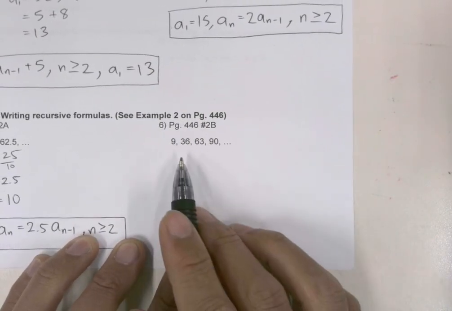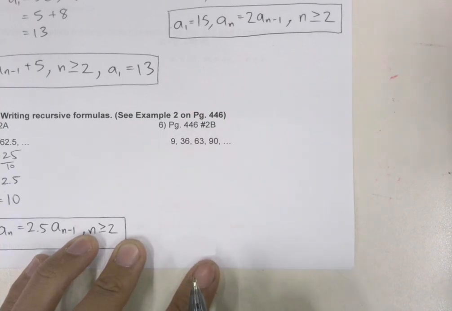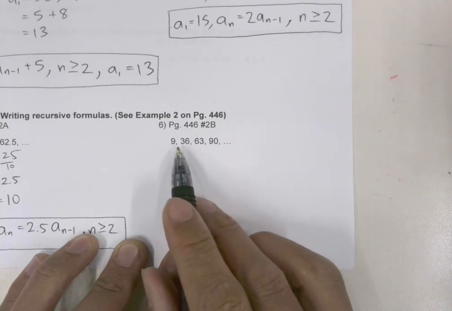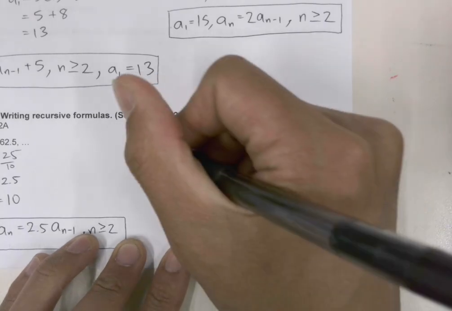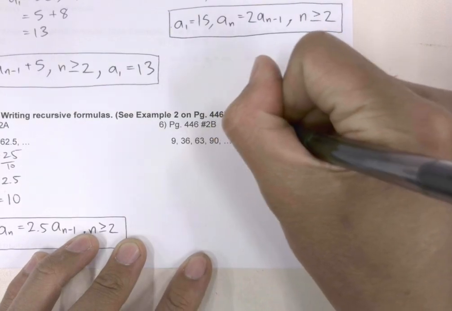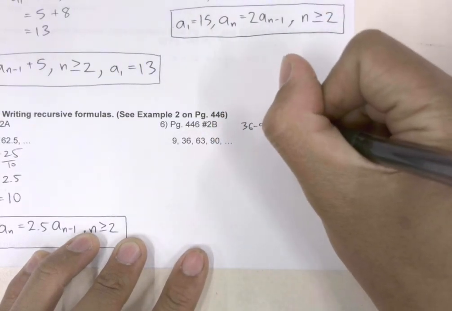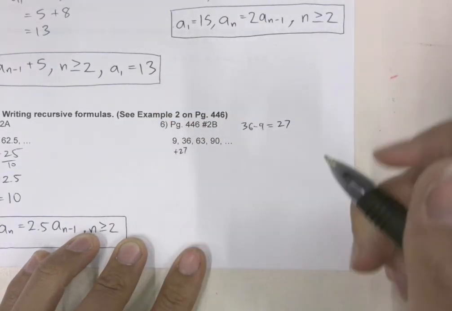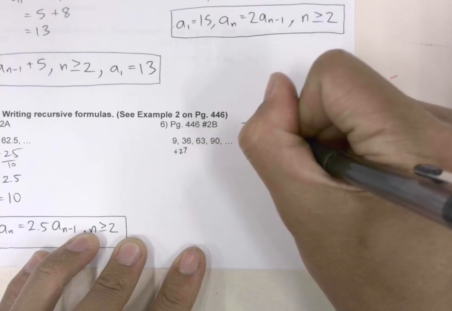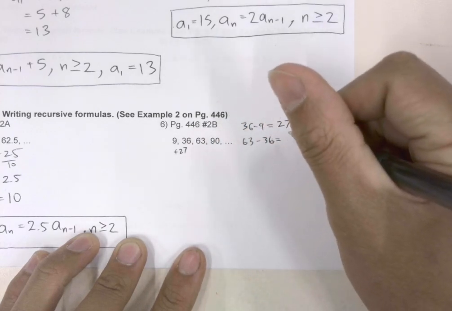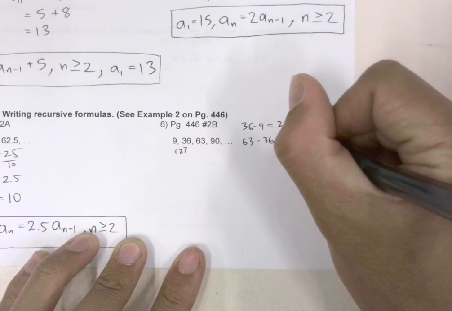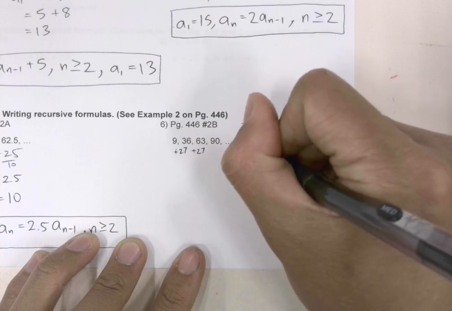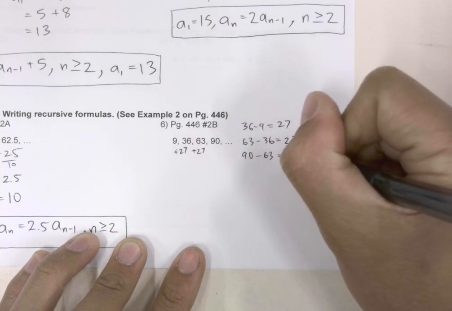So let's go ahead and take a look at this one, and let's figure out, is it geometric or arithmetic? Right? And so what's the difference between 36 and 9? Well, let's go ahead and figure that out. We got 36 minus 9 is going to equal 27. So this is going to be a plus 27. And then let's see the difference between the next two is 63 minus 36. So that's also going to be 27. Right? So plus 27. And let's do the last one just to check. It's 90 minus 63. And that's also 27.